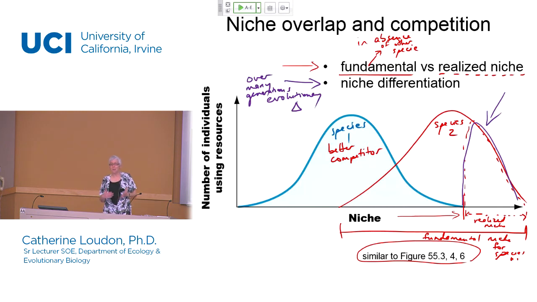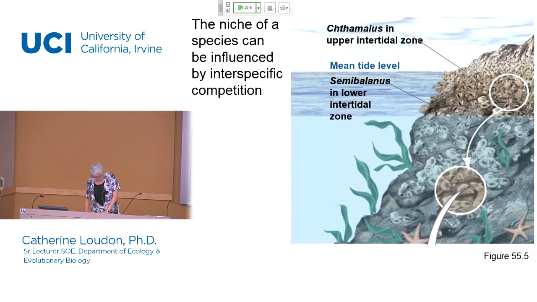So let's go ahead now and consider some experimental evidence or manipulations that help scientists evaluate fundamental versus realized niches and when niche differentiation is actually occurring. We'll start with a classic example of a manipulation in the intertidal zone. This is figure 55-5 from your textbook in front of you right now, and it shows a diagrammatic representation of some of the kinds of organisms that one finds in the intertidal zone. This is the area where seawater meets land. Specifically, this is the rocky intertidal, and what we have here are a couple of different species of barnacles.